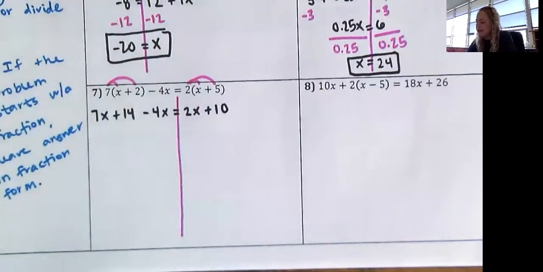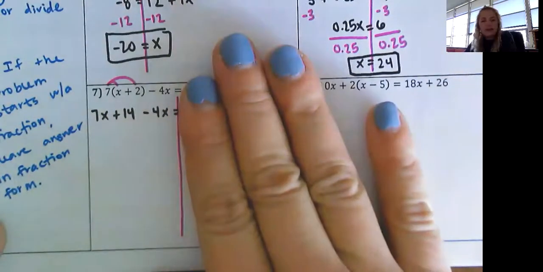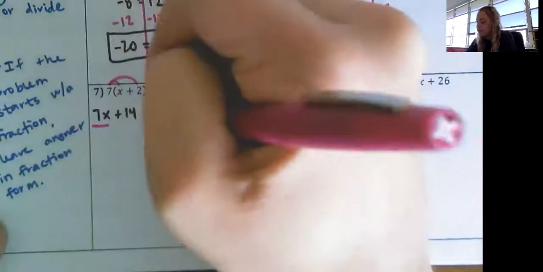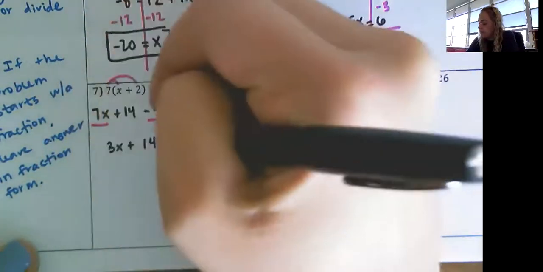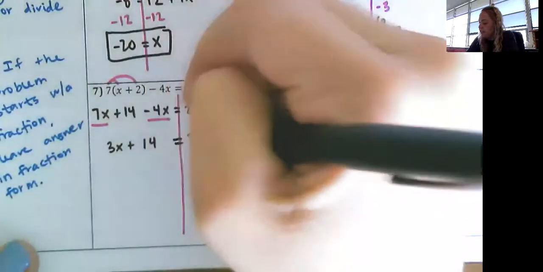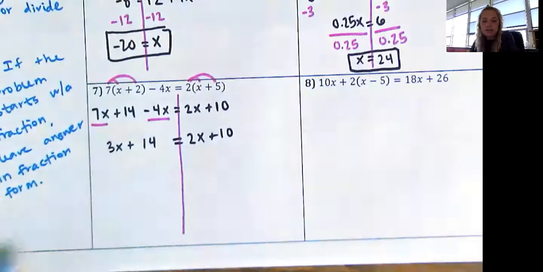Okay, there's a lot that can be combined. On the left side, 7x and negative 4x, those are like terms. Let's combine those. 7x, take away 4 of them, gives me 3x plus 14 equals, and on the other side, nothing changed, 2x plus 10.